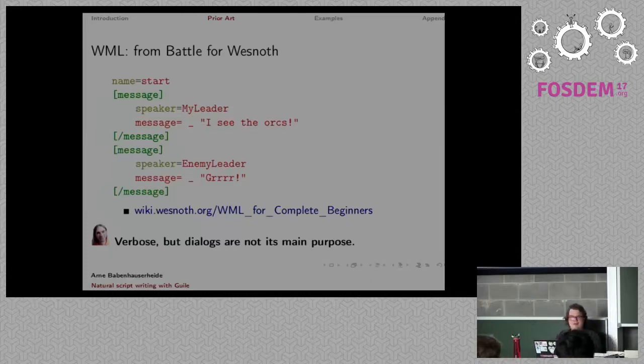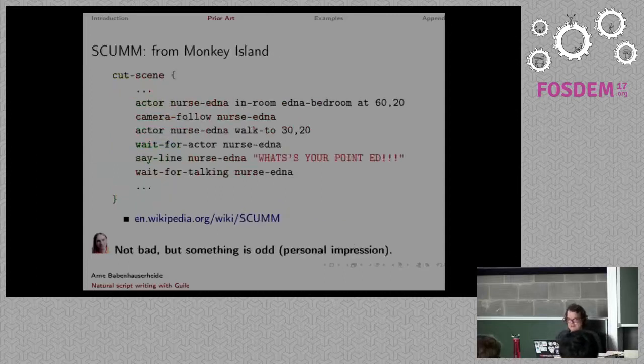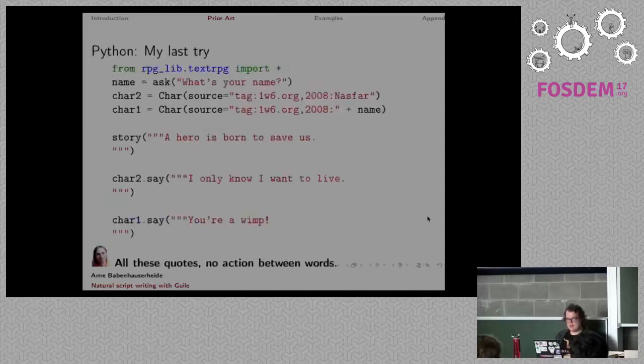Okay, Scumm, scene from Monkey Island. Not bad. Something's odd, but it does have the kind of actor, it looks a little bit more like a script. All right, Python, his last try, all these quotes, no action between the words. It doesn't look good. Look, you got 3 quotes there just to be able to say the thing and have a new line.